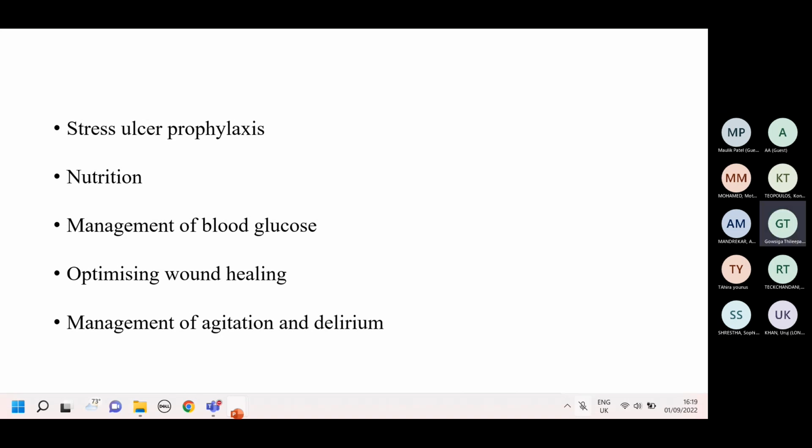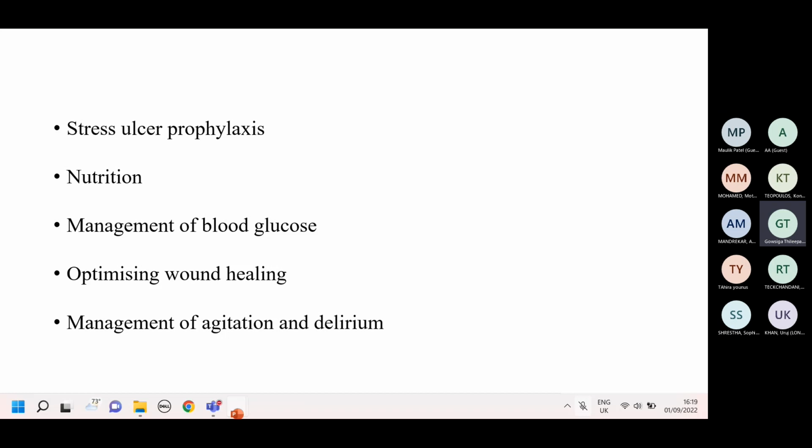And optimizing wound healing, that's all that you do: giving good nutrition, optimizing the blood glucose, and preventing surgical site infection. Thereby you optimize wound healing, and early mobilization and those management measures should come under this, right?